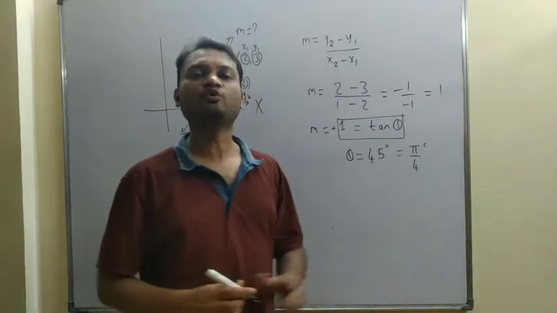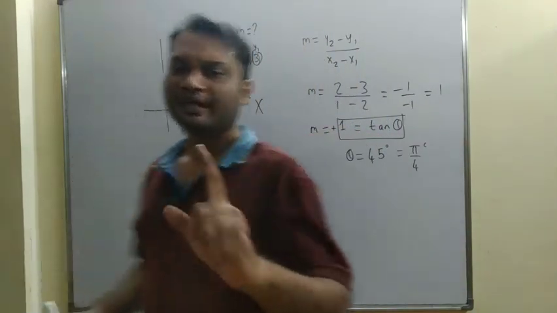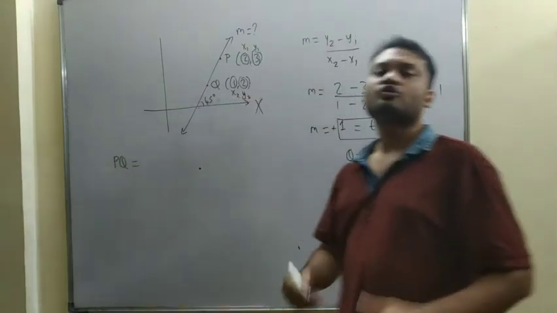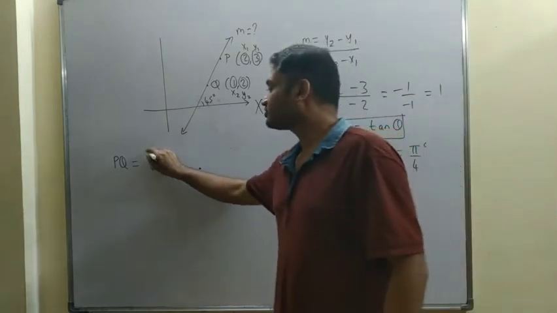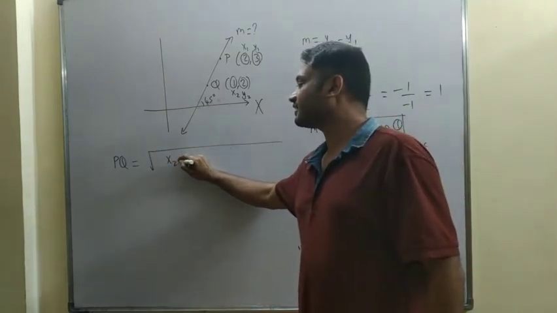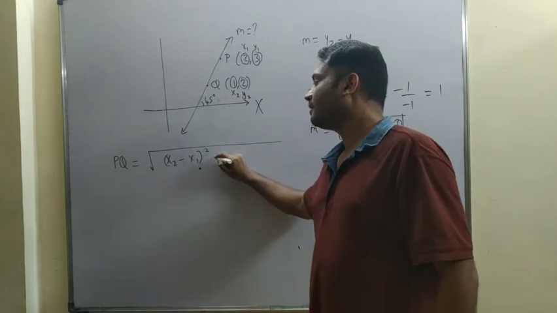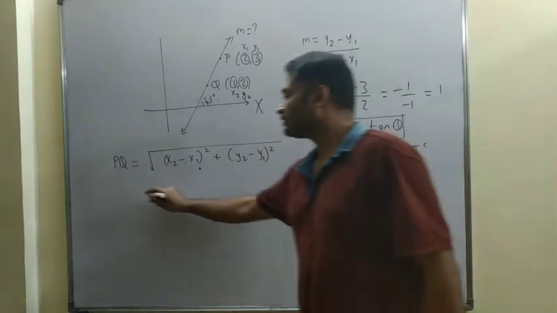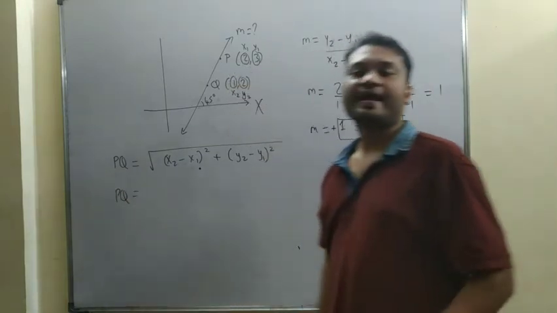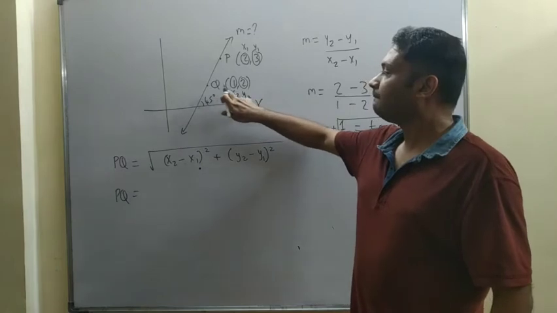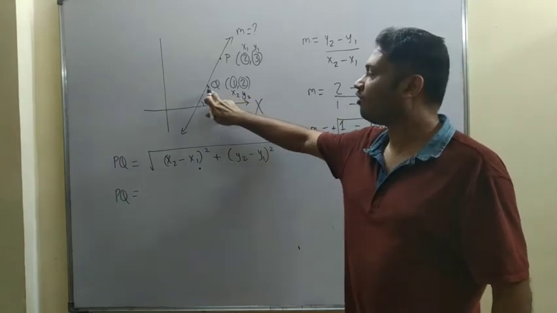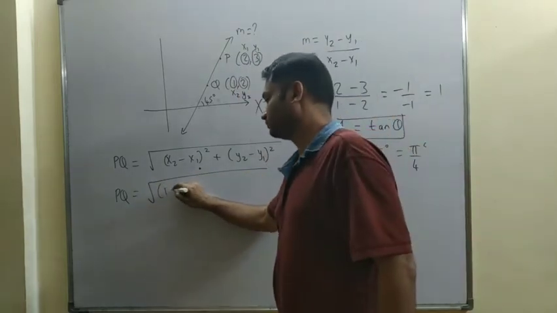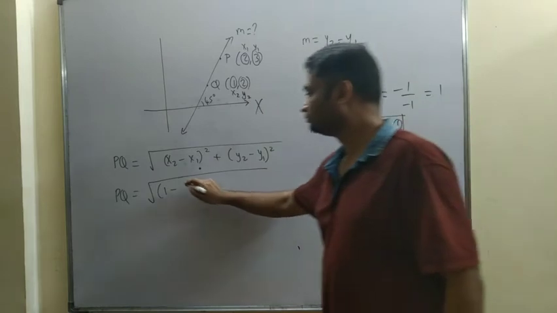So this is how we will use the formula for slope. If in this question we want to find distance PQ, we will use the distance formula, which is root of (x2 minus x1) the whole square plus (y2 minus y1) the whole square. What is the value of x2 here? x2 refers to the x coordinate of point Q, which is 1 in this case. x1 in this case is 2.